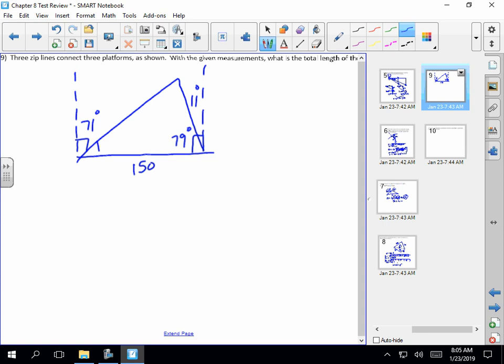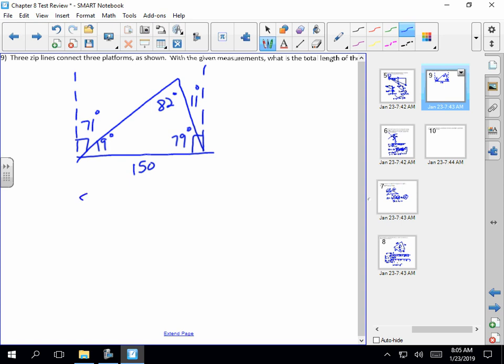If that's 71, this will be 19. Remember, we're doing 90 minus 71 to get the 19. Over here it's 90 minus 11 to get the 79. Using the fact that the sum of the three interior angles of a triangle is 180, this would be 82 degrees up here. And then I can set up a law of sines problem.